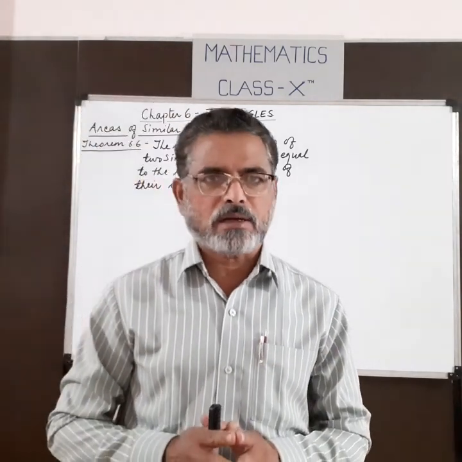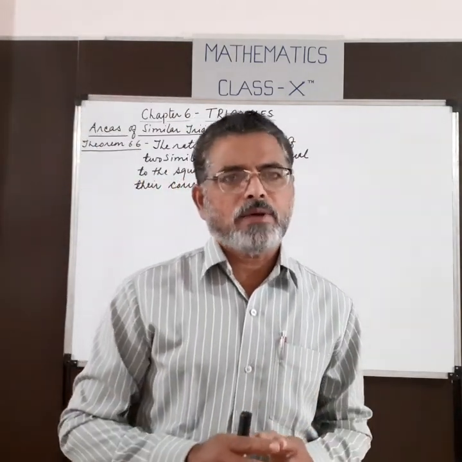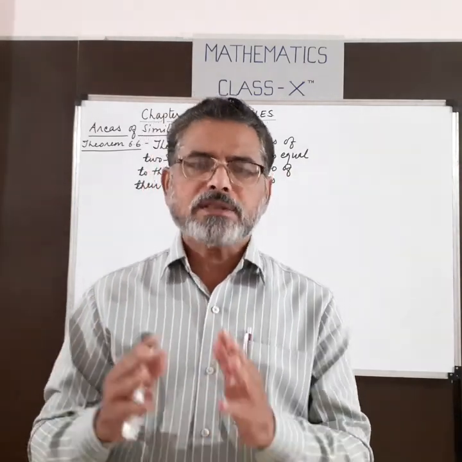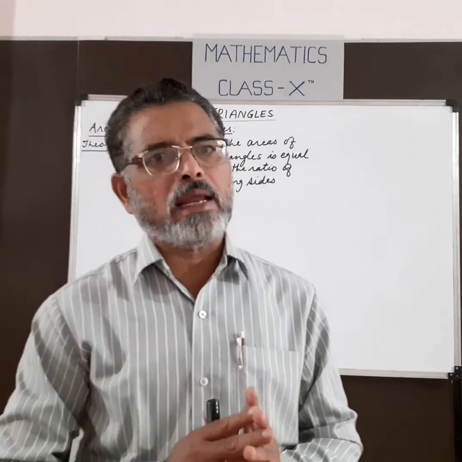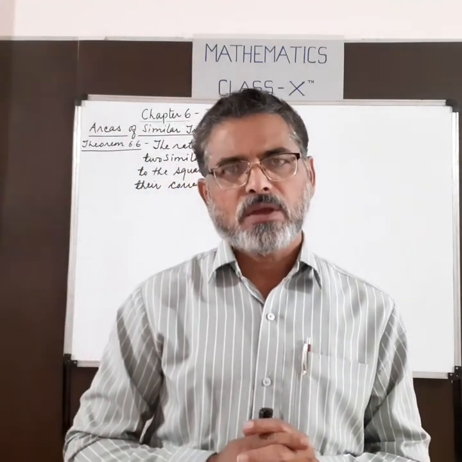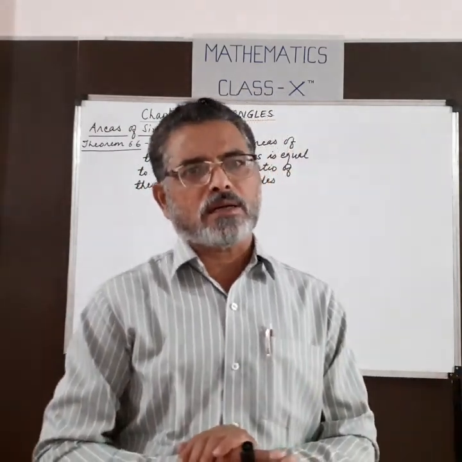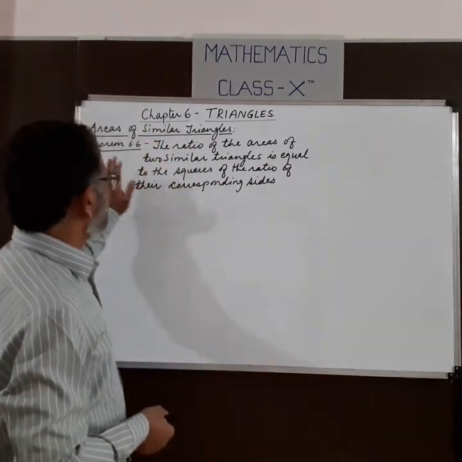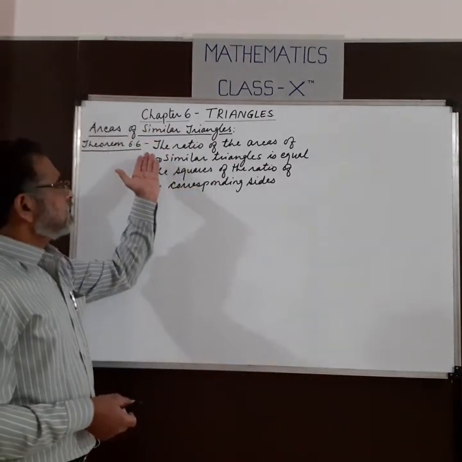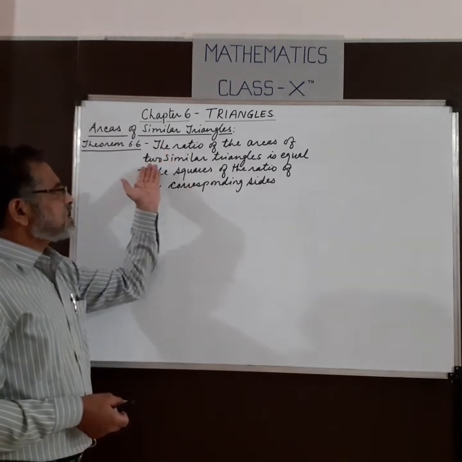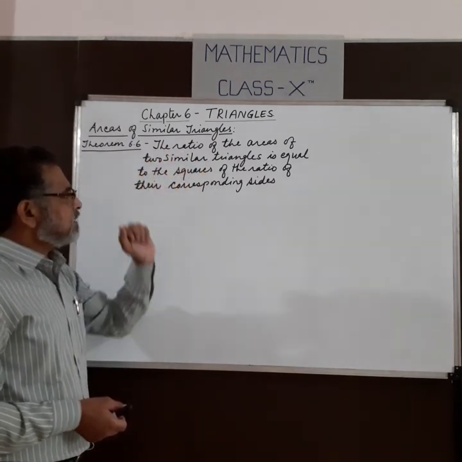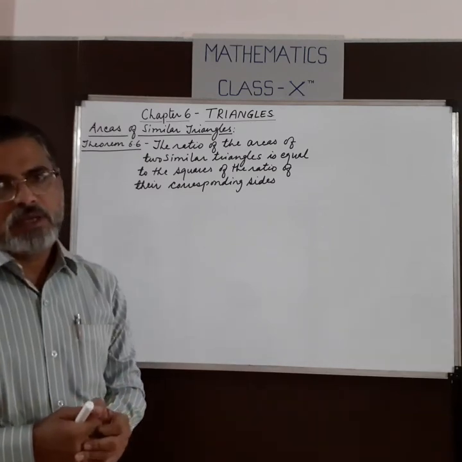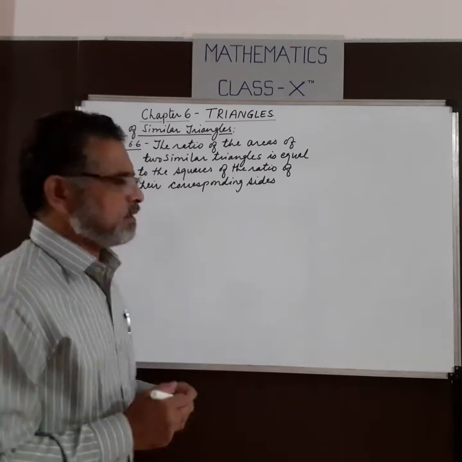Yesterday we discussed the theorems of similarity of triangles and solved some questions based on them. Now today we are going to discuss the properties of similar triangles which are especially related to the areas of similar triangles. So here there is a very important theorem, Theorem 6.6. The ratio of the areas of two similar triangles is equal to the square of the ratio of their corresponding sides. So this is the property of similar triangles.